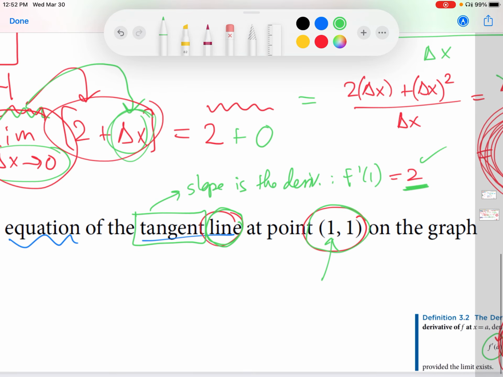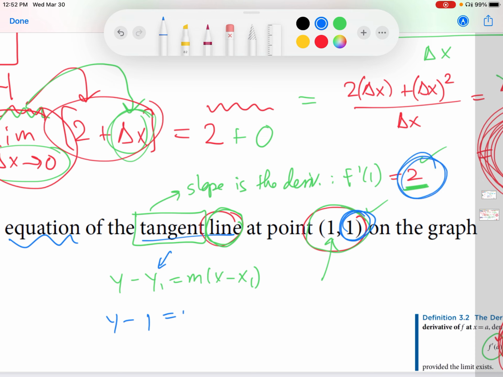Aha, so I have the slope and the point, so I'm going to use the point slope formula for the equation of a line. Excellent. So what is the y value of the point? 1. What is the slope? 2. And then what is the x value of the point? 1. There it is. That's my equation of the tangent line. It's not simplified, so I could certainly do that. I would add 1, distribute the 2, and then simplify that way, so 2x minus 1.